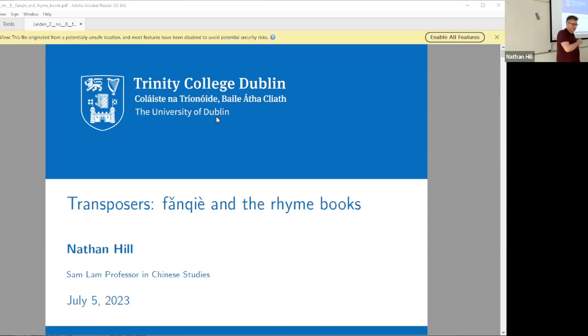And I'm also going to skip Tongjia, even though I've just mentioned them, because they turned out to be too hard for me to prepare in the time I had available. So then we go straight to Middle Chinese transposers, which is Fanqie and the rhyme books. Oops. Need to click on it to get it to go forward.